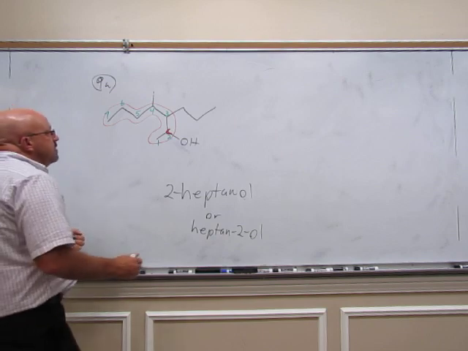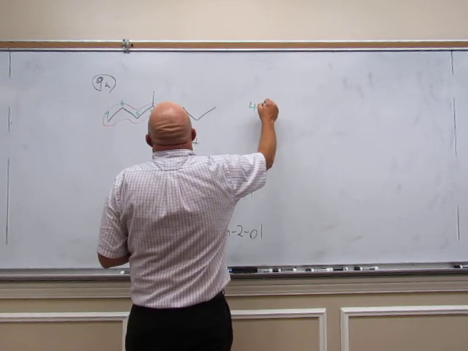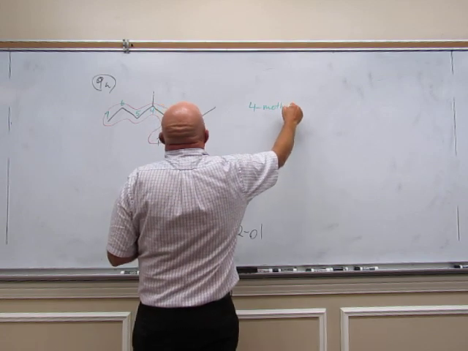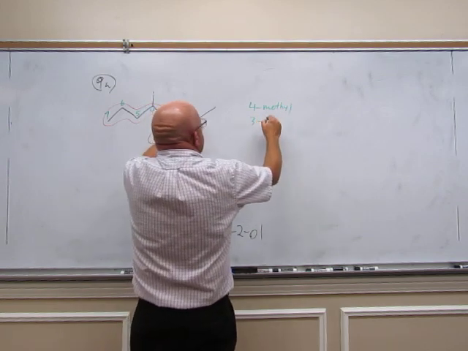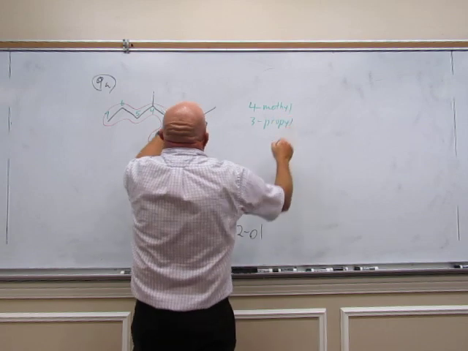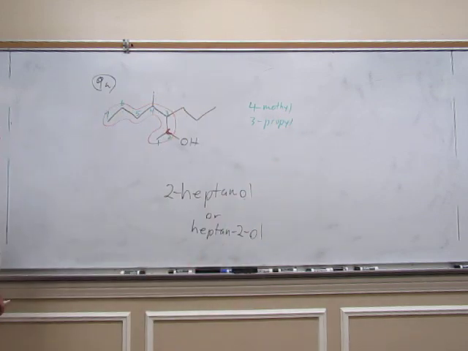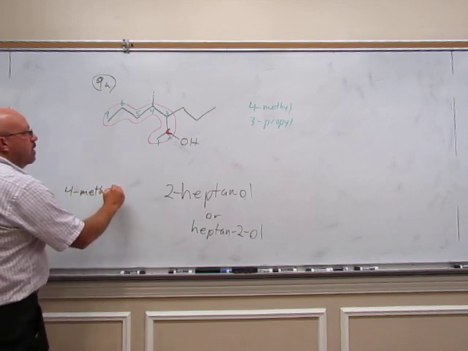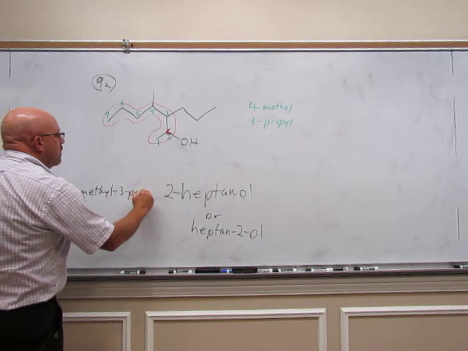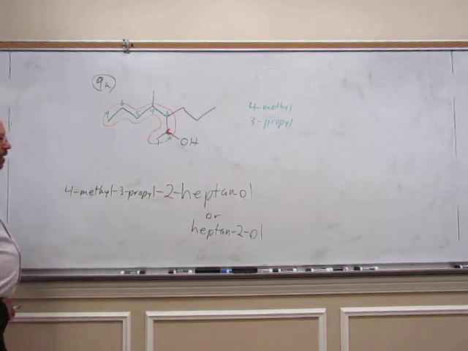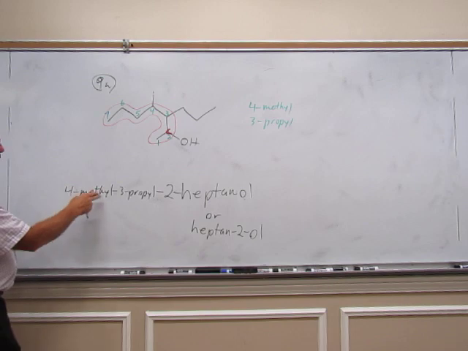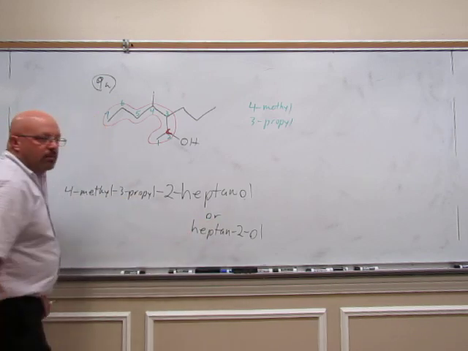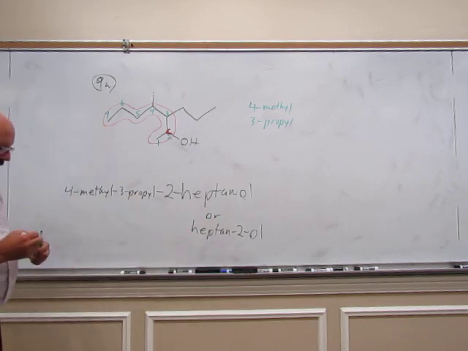Now we have a couple of substituents to take care of. Let's write them out here. We have a methyl on carbon number 4, and on carbon number 3, we have a propyl. There are 3 carbons in that substituent, so we have a propyl. Those go out in front in alphabetical order, so methyl comes first alphabetically: 4-methyl, 3-propyl, 2-heptanol, or 4-methyl-3-propylheptan-2-ol, whichever you prefer.